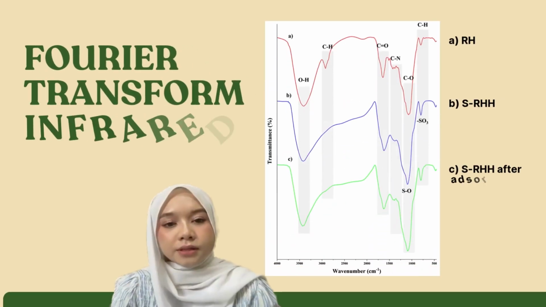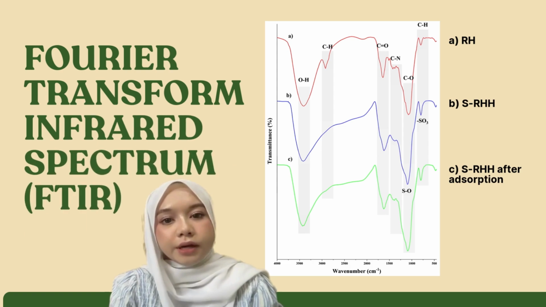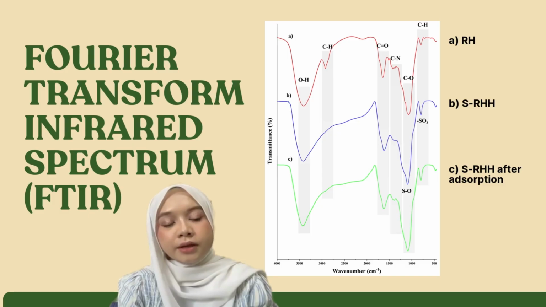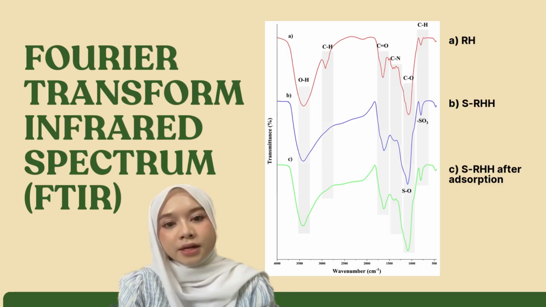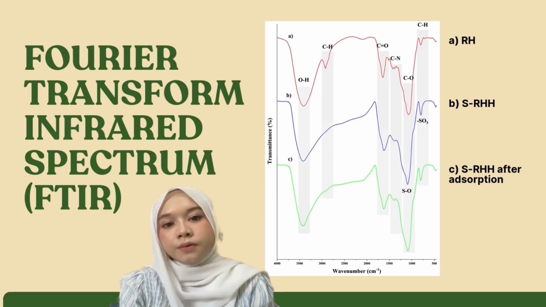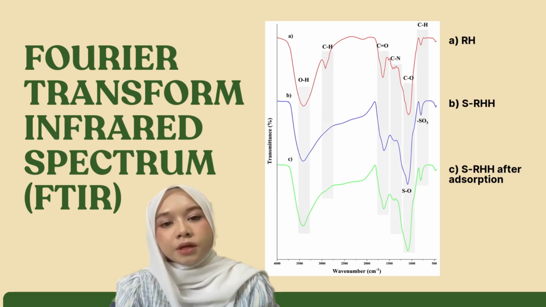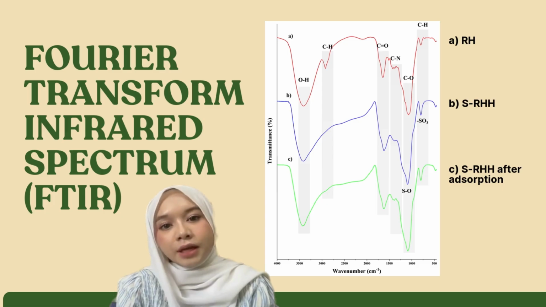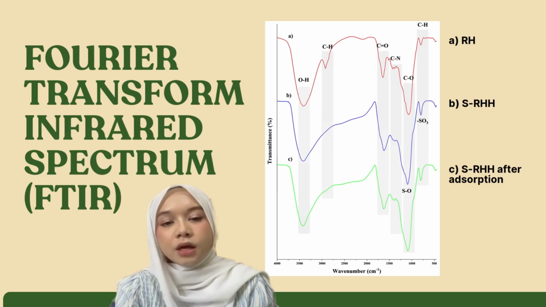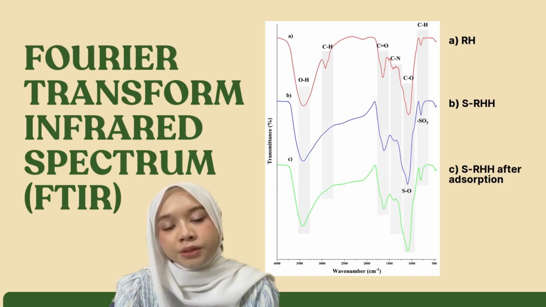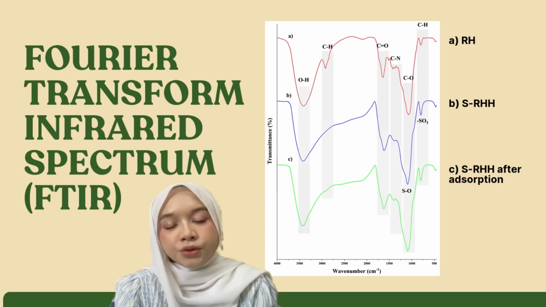Continue with results and discussion. As you can see, FTIR spectra confirm the presence of functional groups such as hydroxyl and carbonyl groups in raw rice husk. After sulfonation, sulfonic acid groups are observed, confirming successful chemical modification. After the adsorption, there is a band shifting and changes in peak intensity, which indicates that methylene blue dye has interacted with the adsorbent surface through electrostatic attraction and hydrogen bonding.